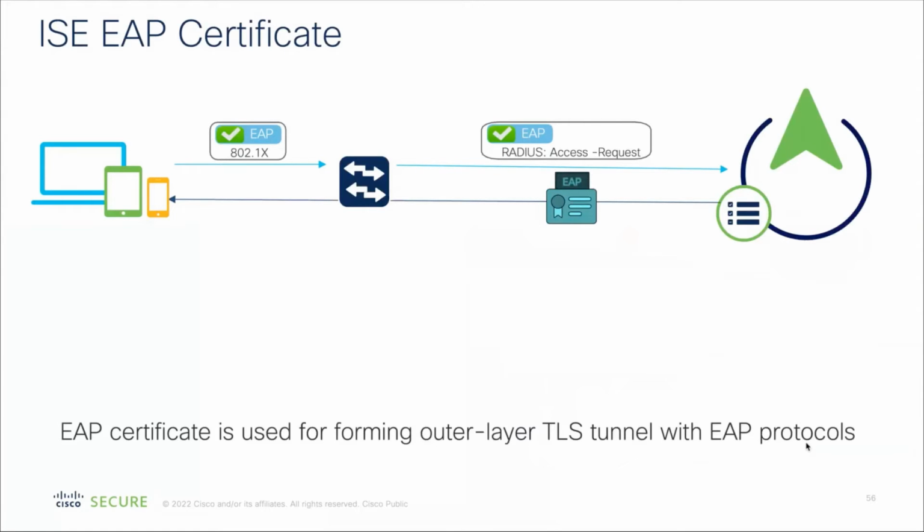ISE sends its EAP certificate back to the endpoint in order to provide confidentiality, because we don't want endpoints to provide their credentials to the network access device. To have that confidentiality, we use an outer TLS tunnel. To have that outer layer TLS tunnel in the EAP authentication methods, we make use of this EAP authentication certificate. When you bring up an ISE, it comes with a default self-signed certificate. Usually this self-signed certificate is not going to be trusted by the endpoints.